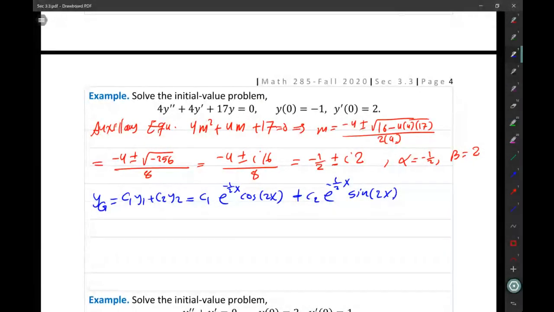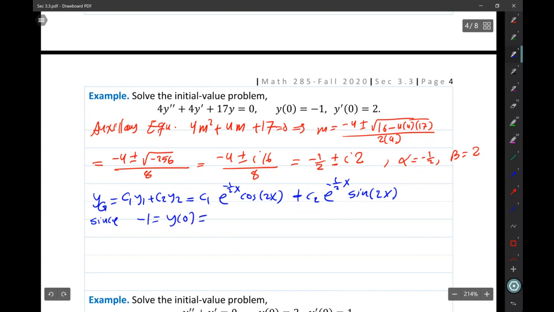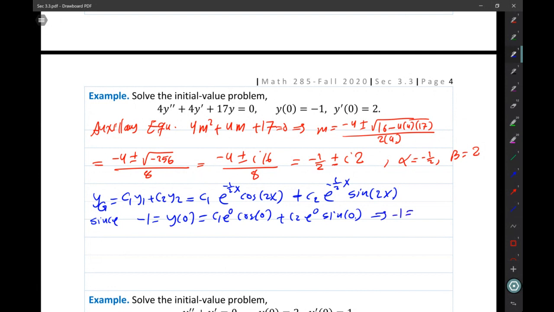Now I need to use the initial conditions to find the constants C1 and C2. So since minus 1 is equal to y of 0, now substitute 0 everywhere in your yg. It becomes C1 e to the power 0 cosine 0 plus C2 e to the power 0 sine 0. This implies minus 1 is equal to e to the power 0, which is 1, cosine of 0, also 1, C1, plus e to the power 0, 1, sine of 0, 0, times C2. So that means C1 is equal to minus 1.